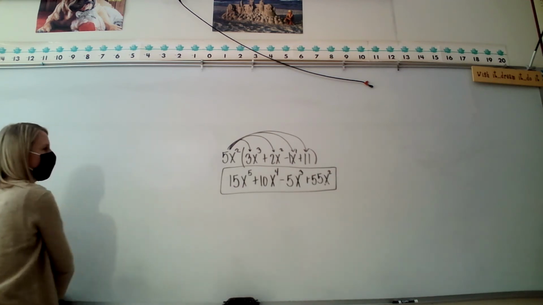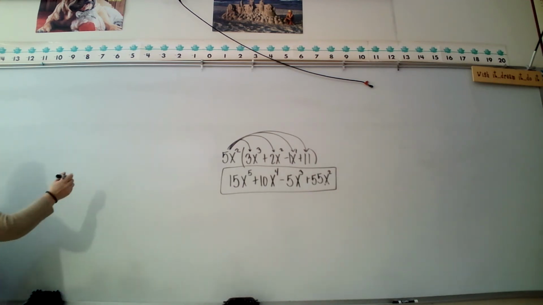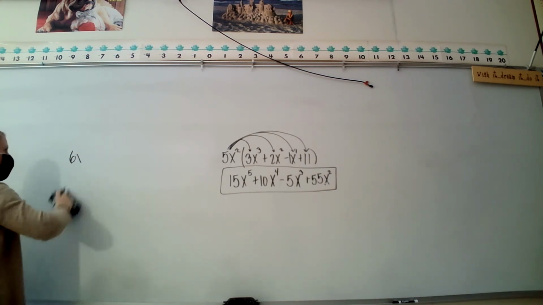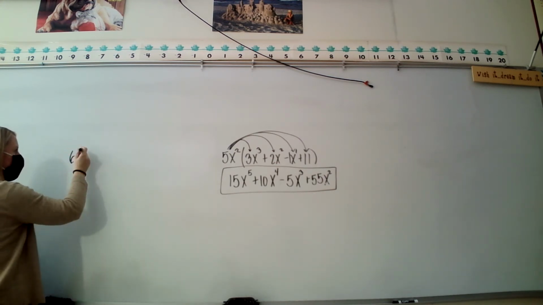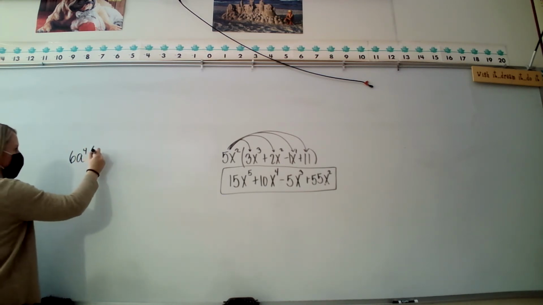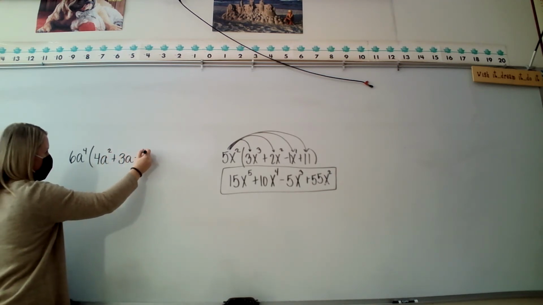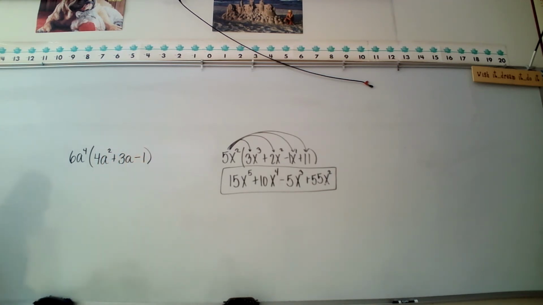So going off of that idea, can you guys try this one? Let's do 6. Let's use a different variable. We'll do a to the 4th times 4a squared plus 3a minus 1. So if I said, hey, can you distribute that, knowing what we know about distributing and about exponents, see how you feel. If there's no questions, I'm making the next one a little bit harder, so ask a question if you got it.